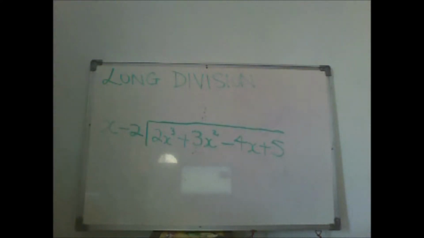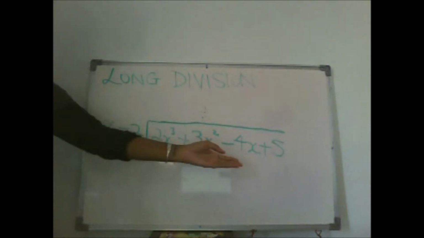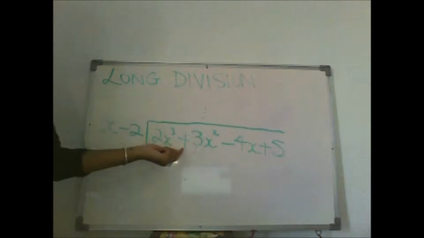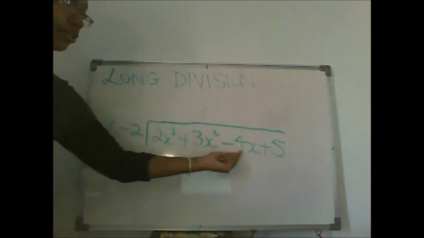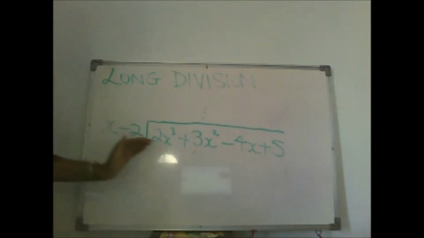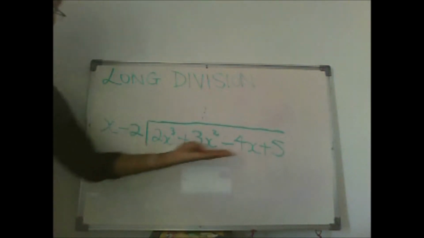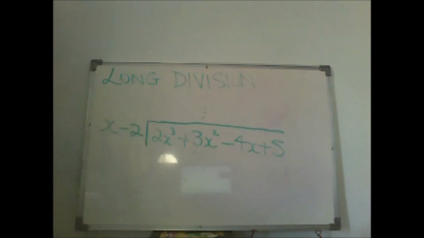It's really simple. So first you want to write the equation like this in descending order. You notice you have 2x cubed plus 3x squared minus 4x plus 5. We want to get it in a nice descending order so it makes it easier to work with. So first thing we're going to do is divide this long equation by x minus 2.